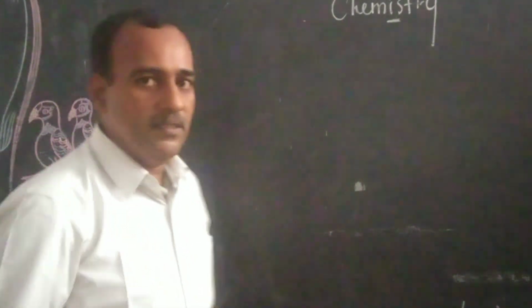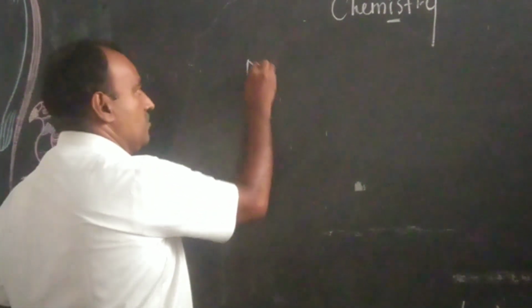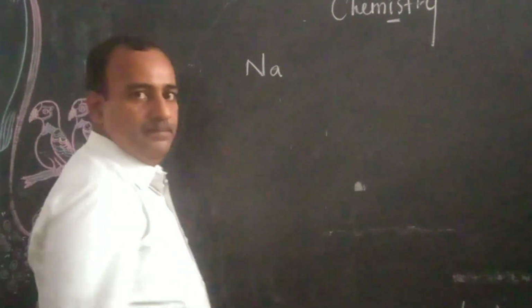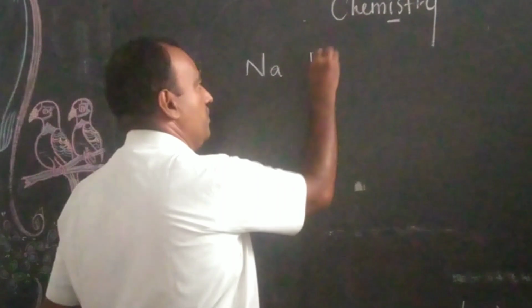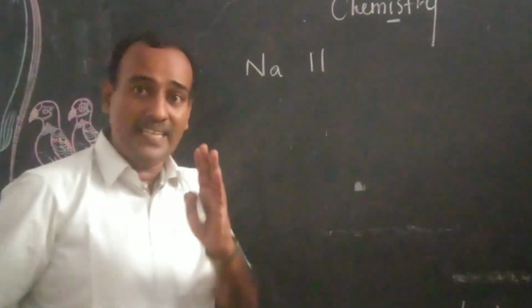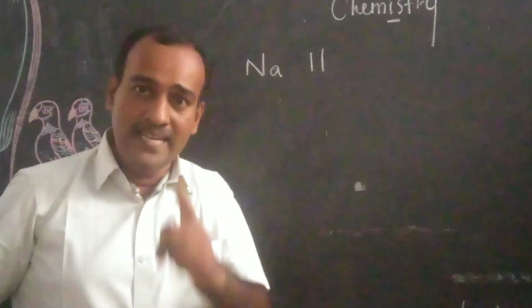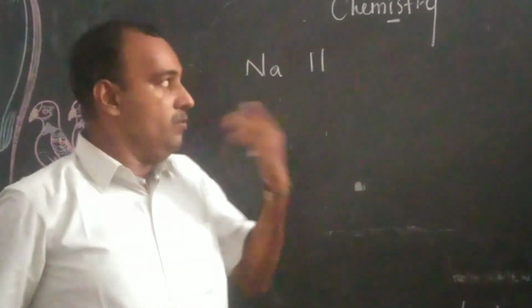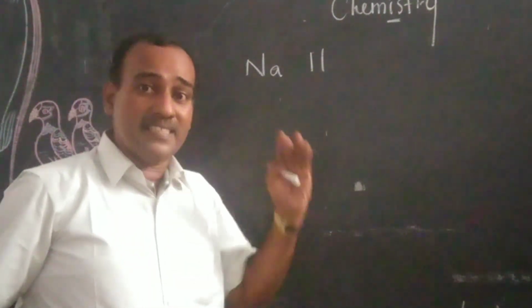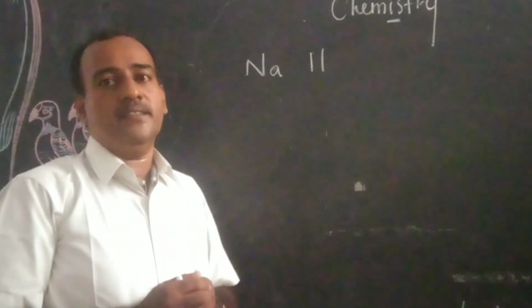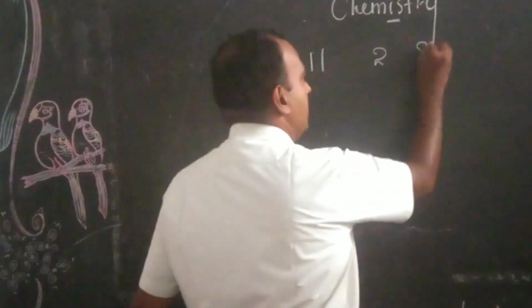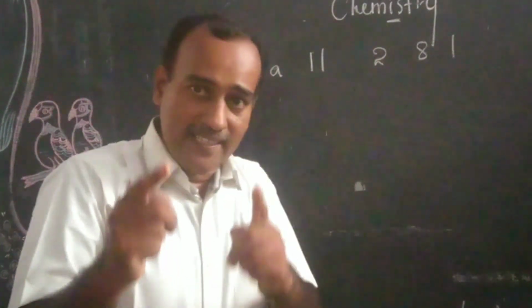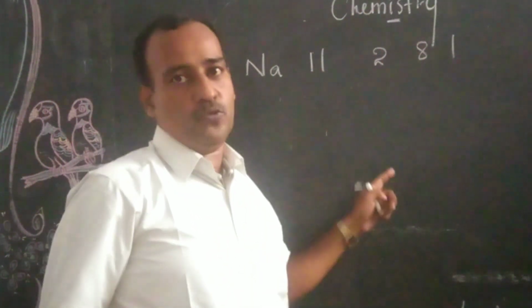For example, if you want to write the electronic configuration of sodium, in class 10 you studied that it has atomic number 11. The atomic number of sodium is 11. So how are these 11 electrons distributed? You studied in class 10 that 2, 8, 1 is the electronic configuration of sodium.